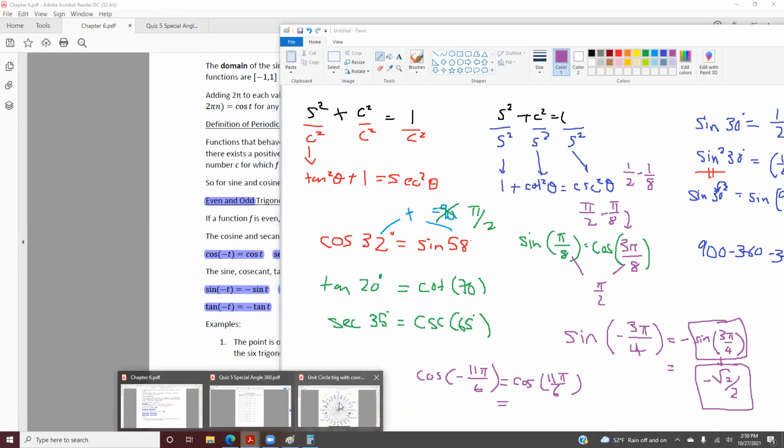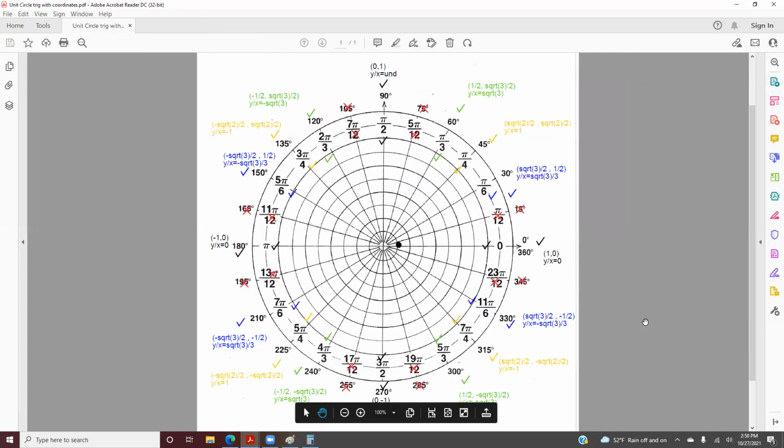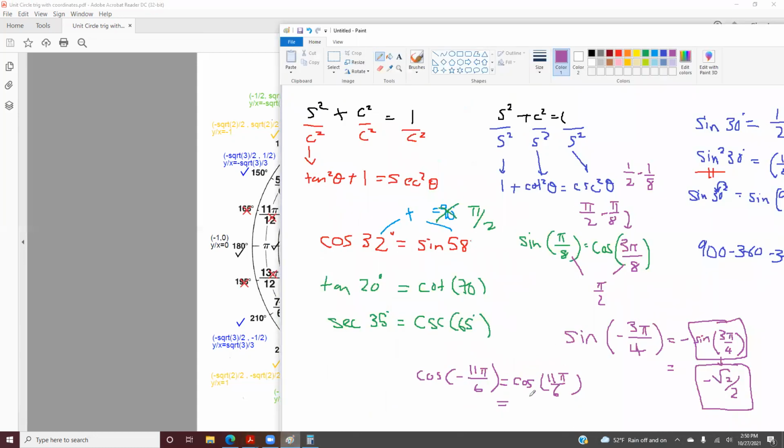Now look at your unit circle. What is cosine 11π over 6? Square root 3 over 2. So this one, right? 11π over 6, this one, and cosine is your x, so it's root 3 over 2. So the cosine of negative 11π over 6 is still root 3 over 2. So you do not need to worry about the negative.